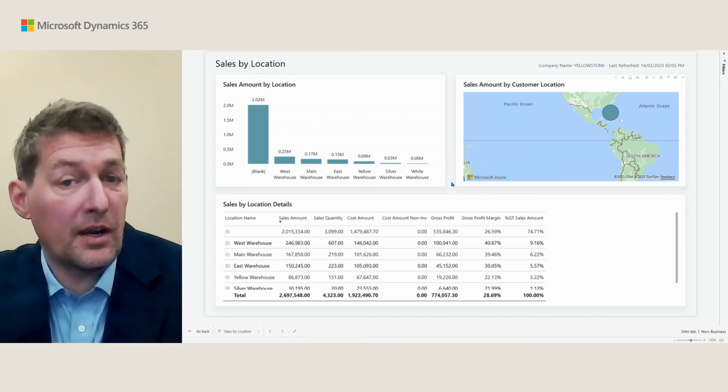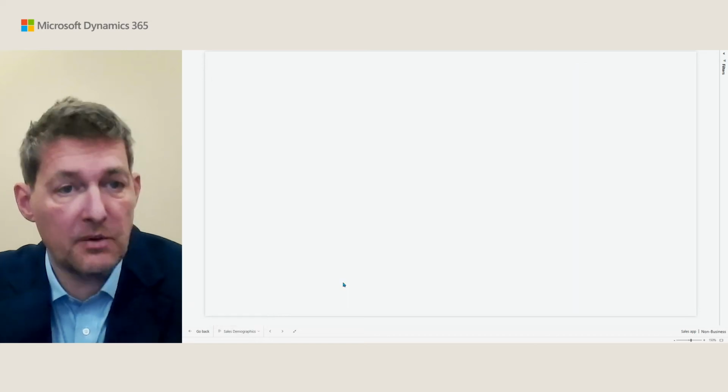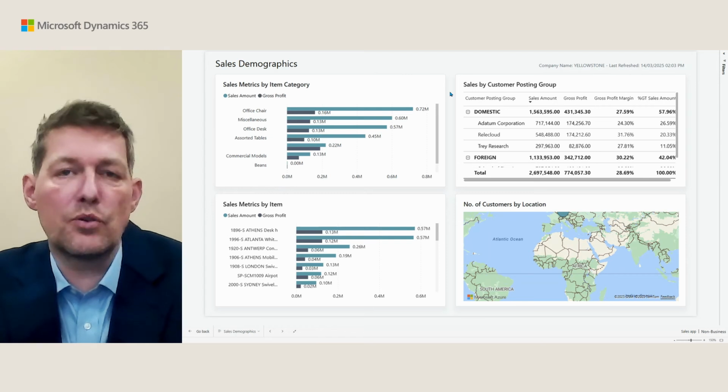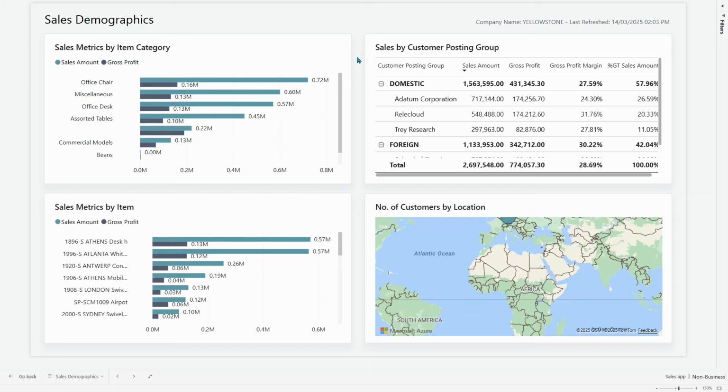A different way of looking at demographics is the new report, sales demographics. So in this report, we also have not the amount, but the number of customers by location in a map. And we also have different sales metrics by the sales amount and profit, by item category up here, by item here, and some details by customer posting group. So that's just different ways to analyze demographics, composition of your sales numbers.